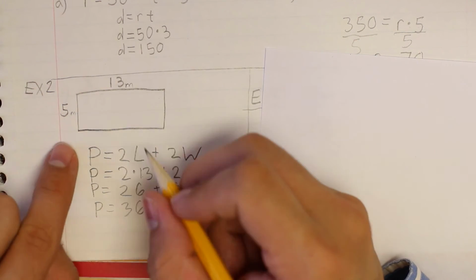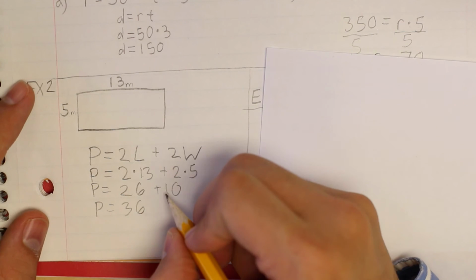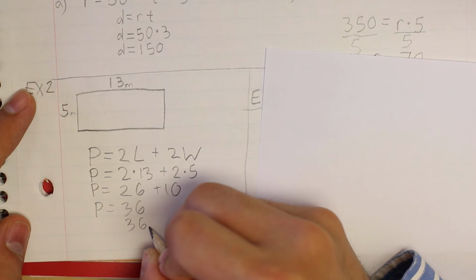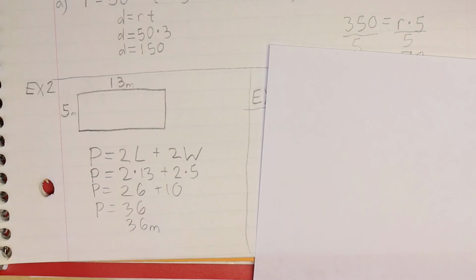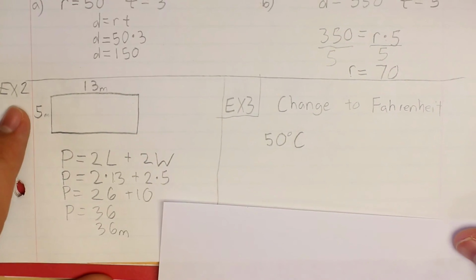Now, we don't just stop there because up here it does give us measurements. We're measuring in meters. The perimeter is going to be equal to 36 meters. Okay? All right. Well, let's move on to the next problem. One where we have change to Fahrenheit.